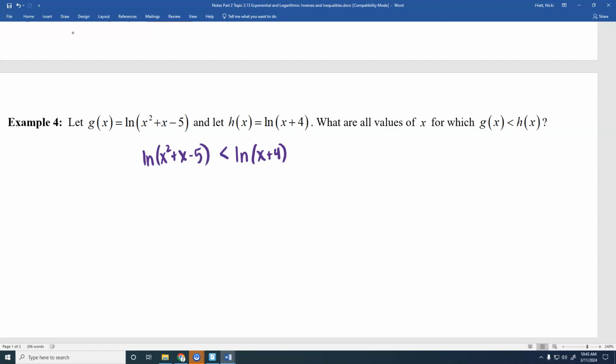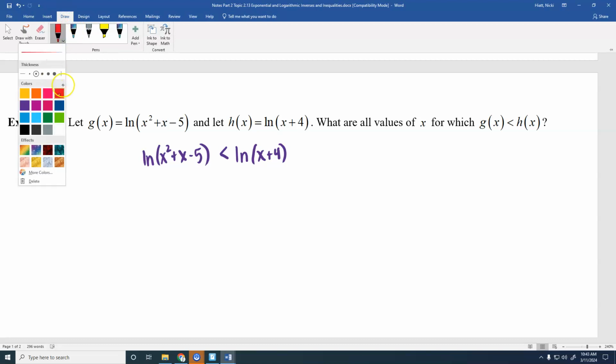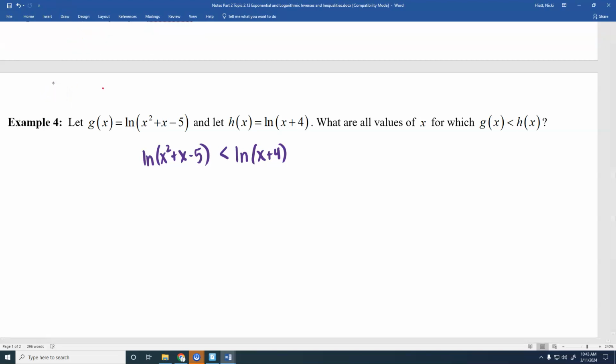And really, before we even do this, I should have thought about that domain first. So this right here, x squared plus x minus 5, has to be greater than 0. And this right here, x plus 4, has to be greater than 0. So right here, x must be greater than negative 4. That's a much easier one to solve.